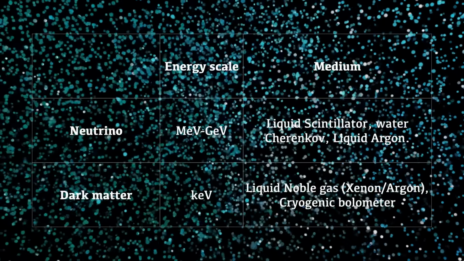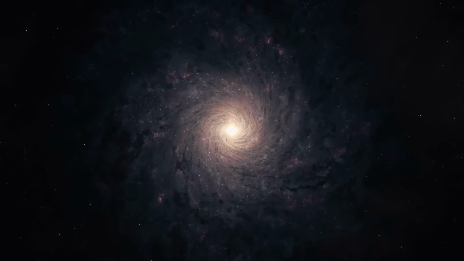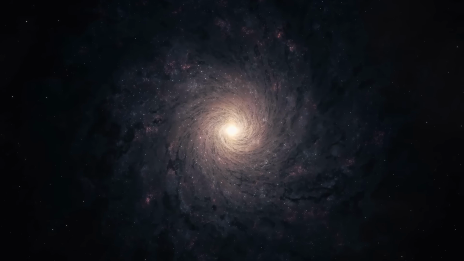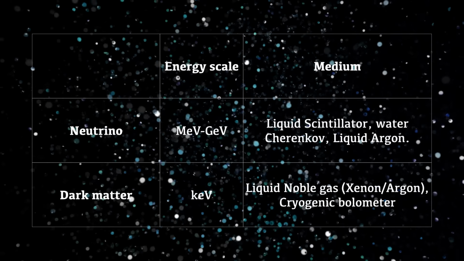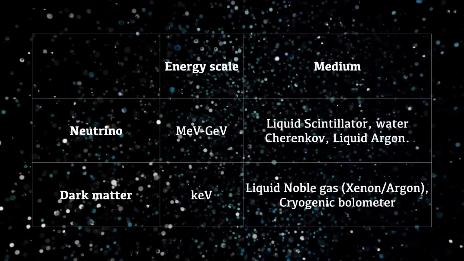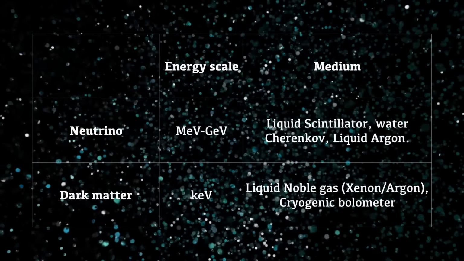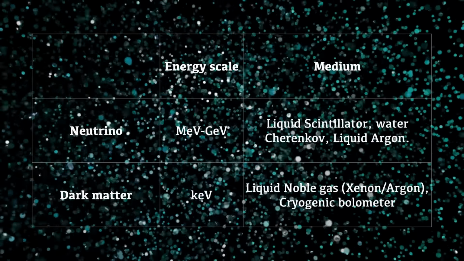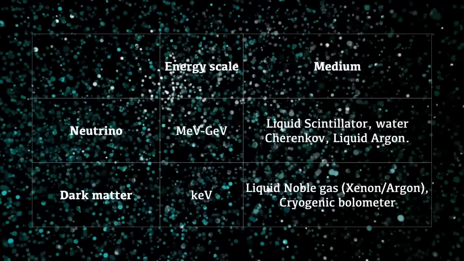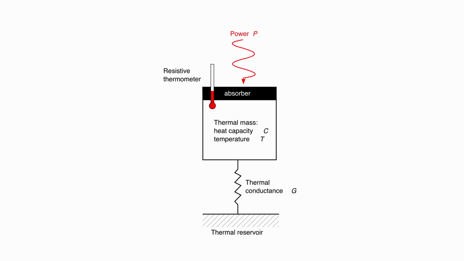Whereas dark matter detectors are in the search for very slow, cold, dark matter particles to fill our galaxy, which may only impart tiny amounts of energy when they scatter, typically on the kilo electron volt or lower scale. To detect such faint nudges, the experiments rely on liquid noble gases like xenon or argon. They might also use cryogenic bolometers that measure minuscule heat or phonon signals.